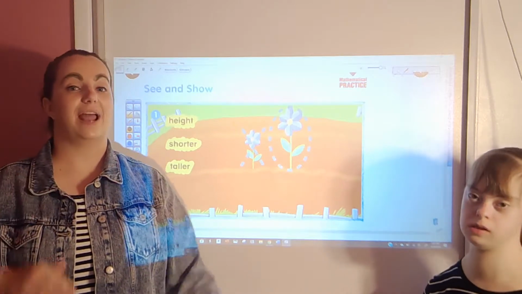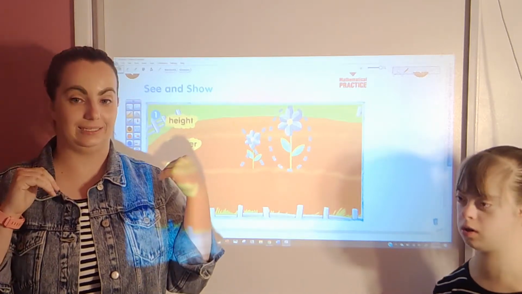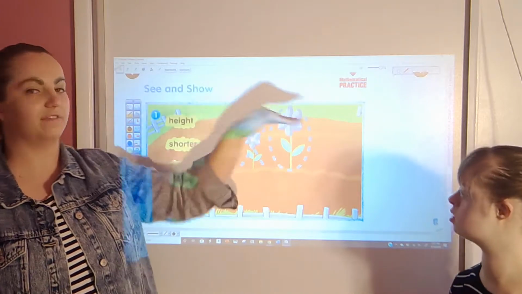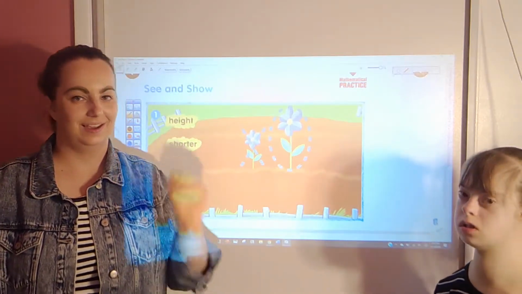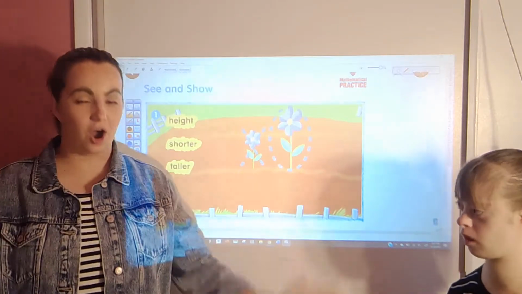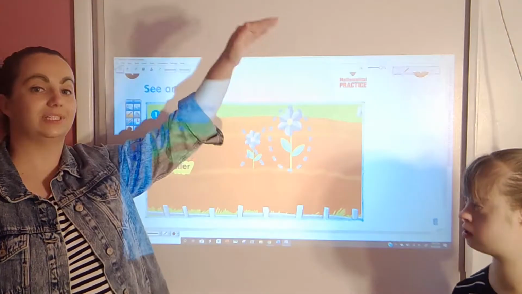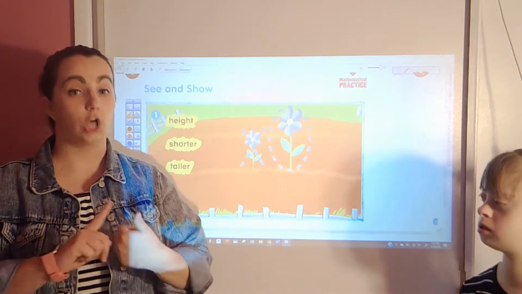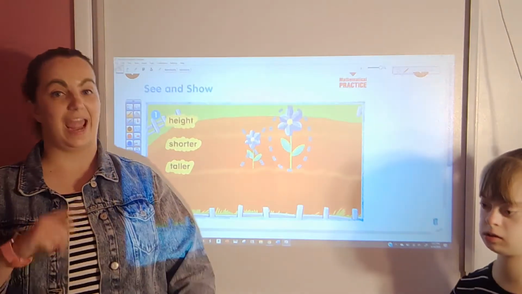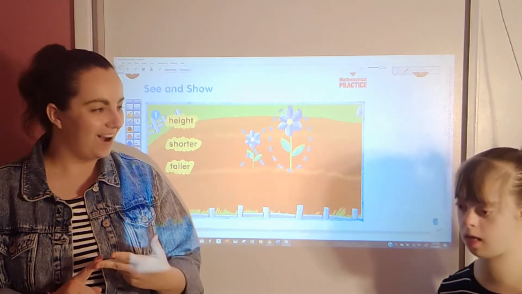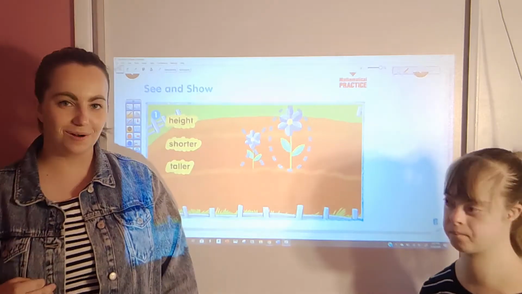And finally, a word you might hear today is same. Some objects might have the same height. Okay, meaning they're the same amount of tallness or height. Okay, so today, all about height, measuring from bottom to top, using words like taller, shorter, and same. Awesome, I'm feeling more comfortable about it already.